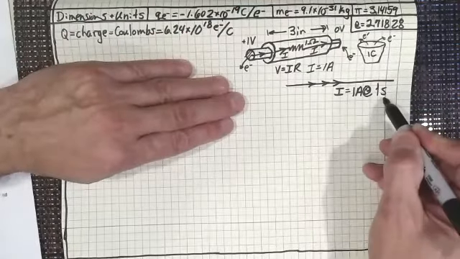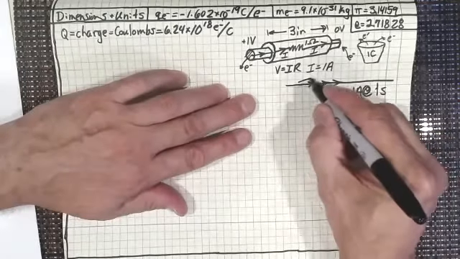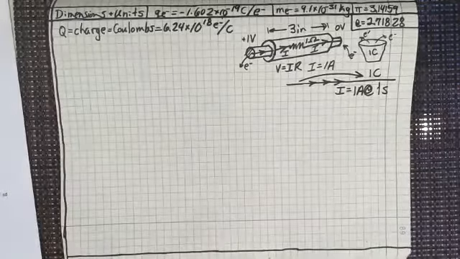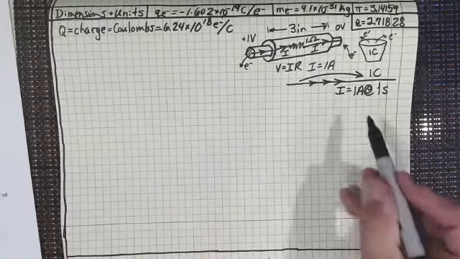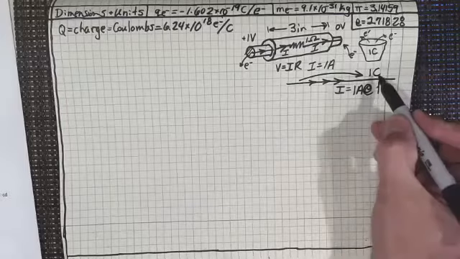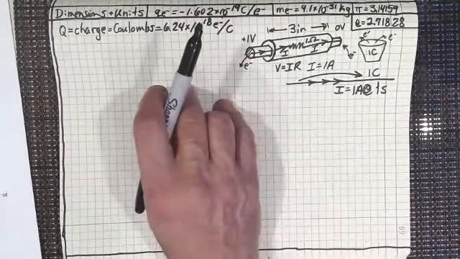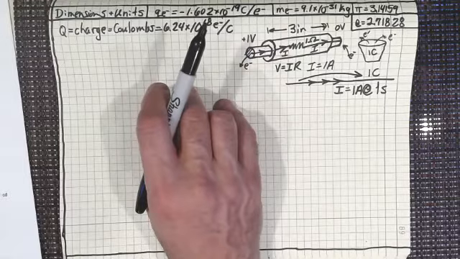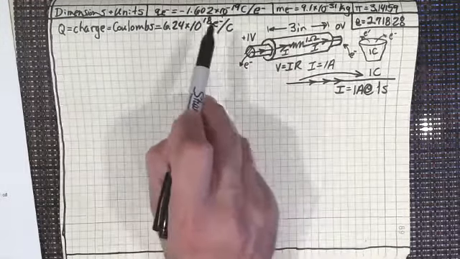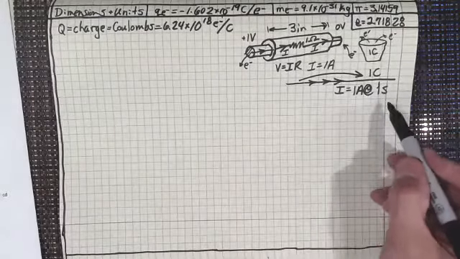1 amp for 1 second. That will transmit 1 coulomb of charge. 1 amp flowing through a wire for 1 second transmits 1 coulomb, or 6.24 times 10 to the 18 electrons. Isn't that incredible? 6.24 times 10 to the 18 electrons transfer through a wire that's got 1 amp for 1 second.